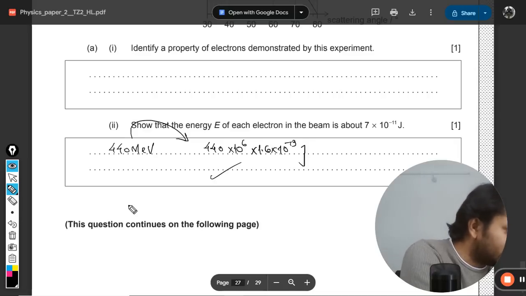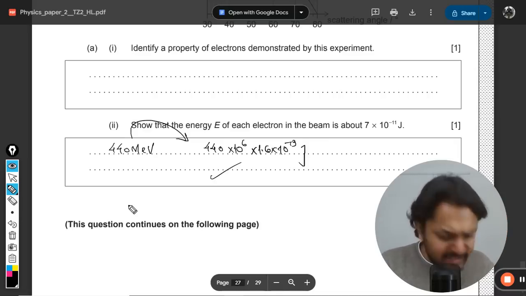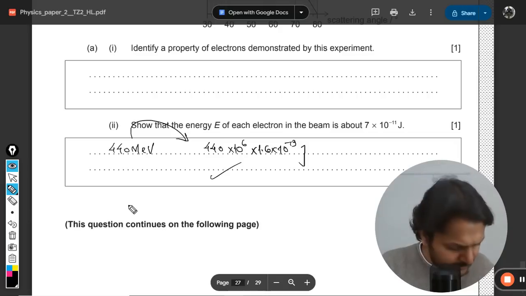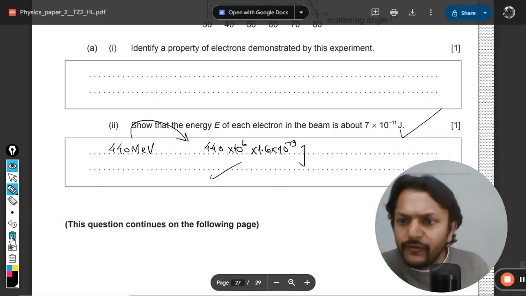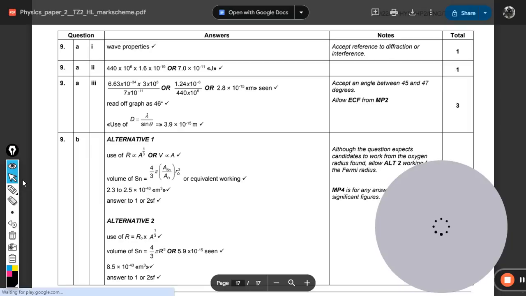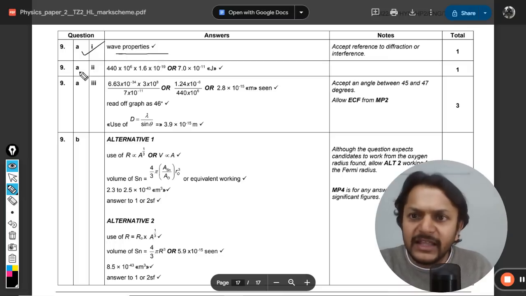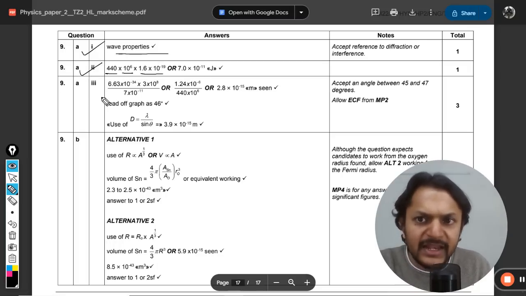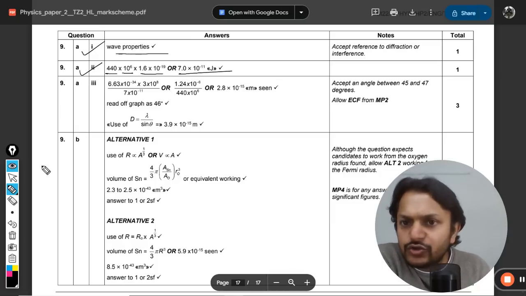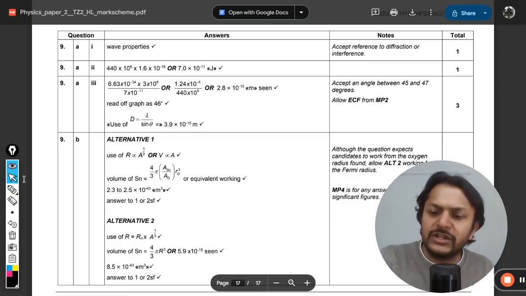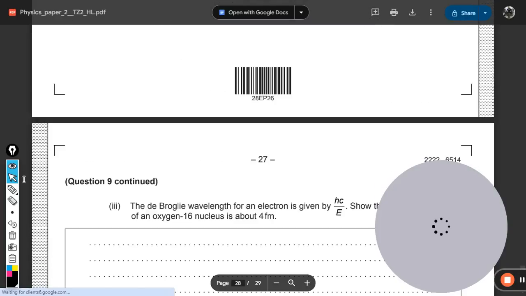And if I use my calculator, yes, it is exactly coming out to be this. So this is how we do this. Let us see the mark scheme and see what is the answer given in A. So A1 is talking about the wave properties, exactly the thing that I was telling. And then A2, yes, they have also done the same thing, 440 mega electron volt, which is 7 into 10 power negative 11 joule. So these two questions are now over. Let us move to the next question and see what they are asking here.